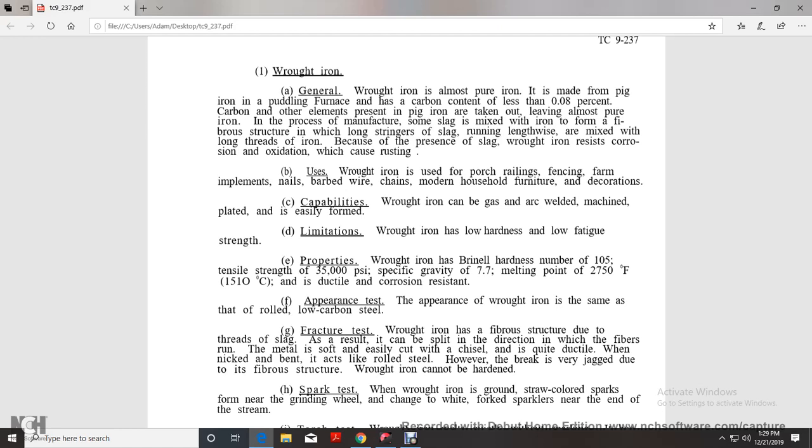Strength properties: wrought iron has a Brinell hardness number of 105, a tensile strength of 35,000 pounds, a specific gravity of 7.7, a melting point of 2,750 degrees Fahrenheit, and good ductility and corrosion resistance.